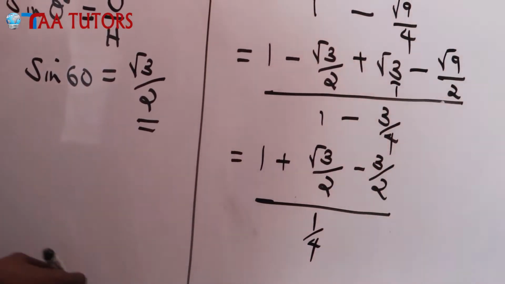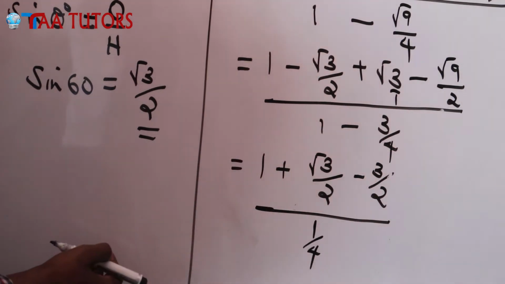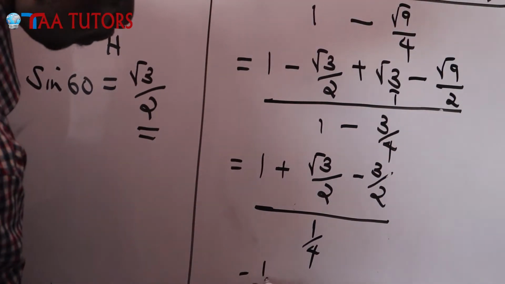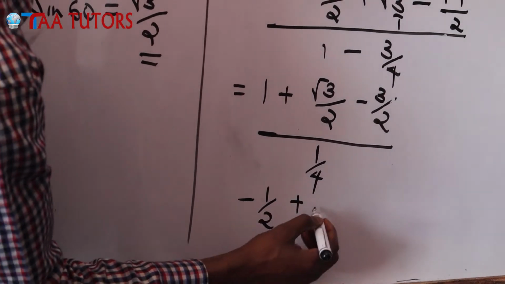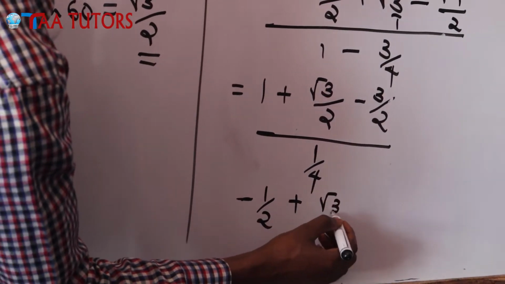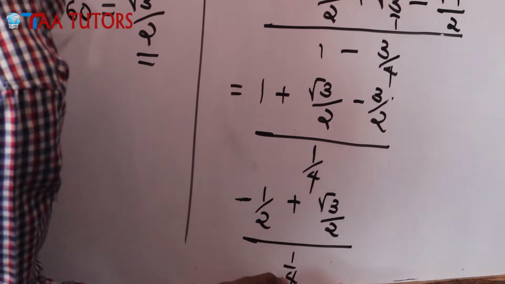It's a quarter down there. So if you take this, subtract from this, 1 minus 3 over 2 is actually a half. Negative a half plus surd 3 over 2 divided by a quarter.